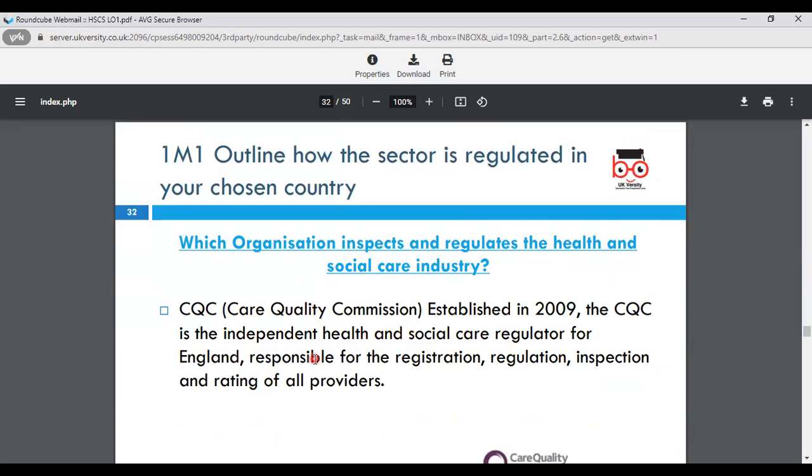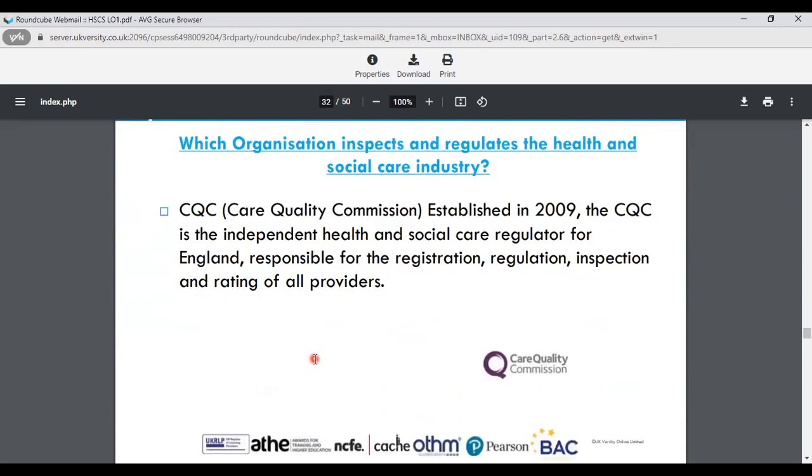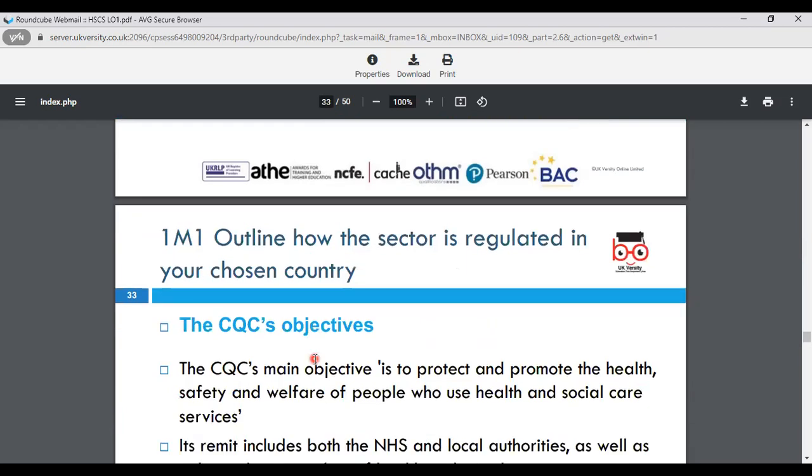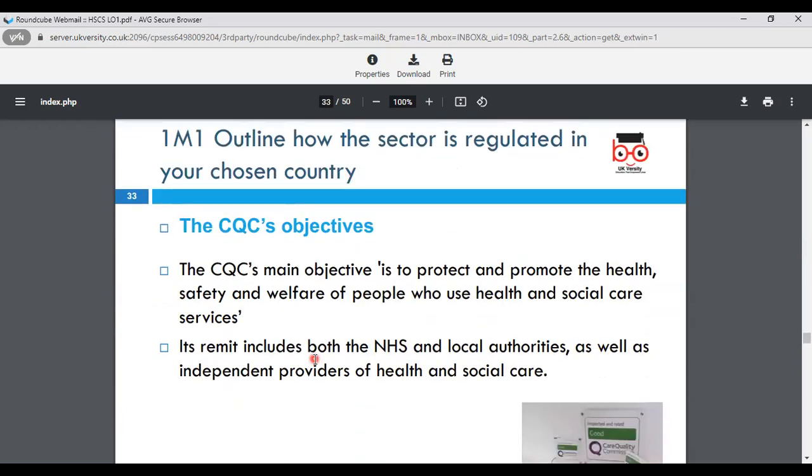So there are several organizations, as I said, that work towards regulation. There's the Care Quality Commission that was established in 2009. You listen to a lot about the CQC in your lectures. The CQC is an independent health and social care regulator for England that's responsible for registration, regulation, inspection, and rating of all providers. So it gives you registration, and it could turn your registration down also, depending upon if there is any major quality concern that they have.